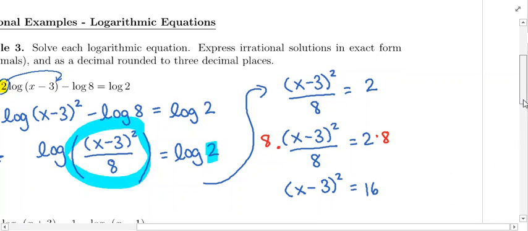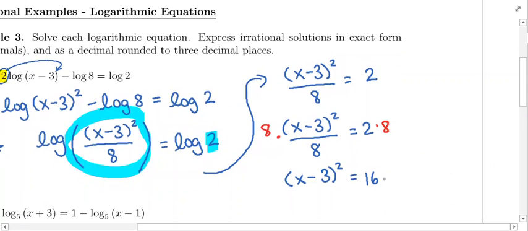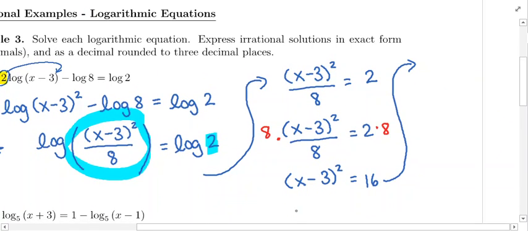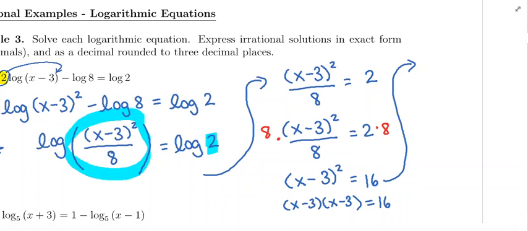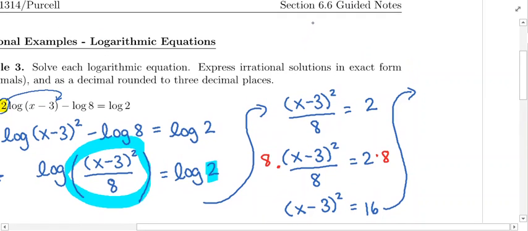Going forward, your instincts are probably like, let's multiply this out. So let's do it. This is going to be x minus 3 times x minus 3 is equal to 16, because that's what it means to square something. You've got to multiply the x minus 3 by itself. You can either FOIL it or box it. I'll do it up here. x minus 3 times x minus 3. I'm just boxing this. So x times x is x squared. x times negative 3 is negative 3x. Negative 3 times x is negative 3x. Negative 3 times negative 3 is positive 9.